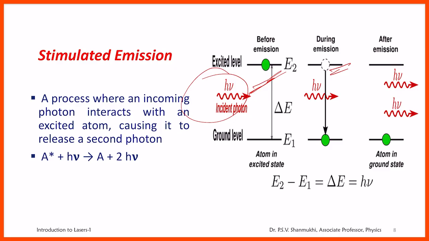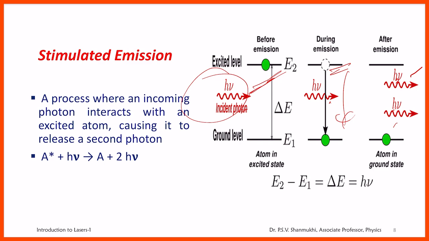As a result, what happens? That atom comes to the ground state by emitting a photon. The already incident photon is there, and this photon. So, how many photons will be released here? Two photons are released with the same frequency nu and the same phase. That is why the light emitted during this process is coherent. This is the most important mechanism, the important feature, to get the laser emission.